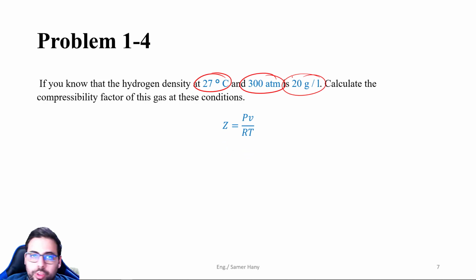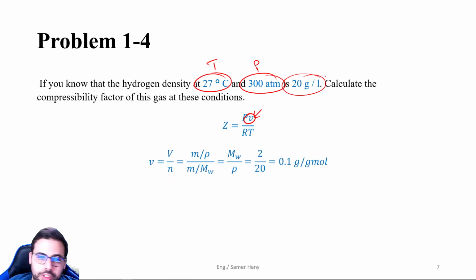Okay, so we know that Z is equal to PV over RT, where V is the molar volume. We have the temperature and pressure given in the question, but we need to get this molar volume to be able to calculate the compressibility factor. So the molar volume is actually the total volume over the number of moles. Total volume can be expressed as total mass over density, and number of moles can also be expressed as total mass over the molecular weight.